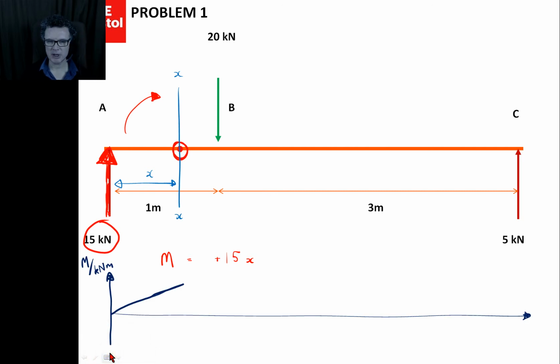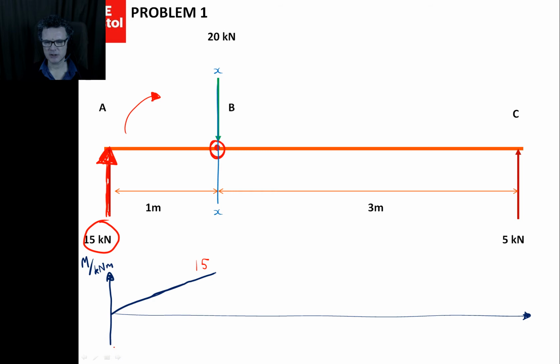But provided I'm in that region A and B, then this formula is going to be valid. So I'm just going to plot M against x, and it's just going to be a nice straight line. When x equals 0, M will equal 0. I'm just going to have a nice straight line like that, and it will end with M equaling 15 kilonewton meters when we get up to the B position.